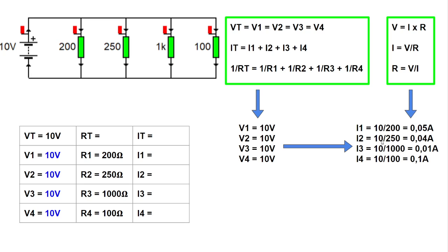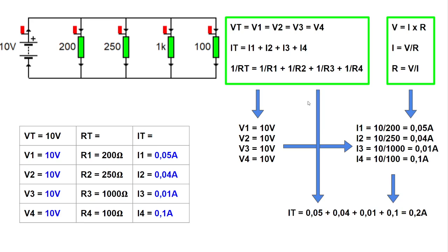The same with intensity 2. Intensity 2 is 10 divided by 250, which is resistance 2, and again with the others, and these are all the results. So with that, I will have all the partial intensities. After that, I will use this information and the formulas for the parallel circuit.